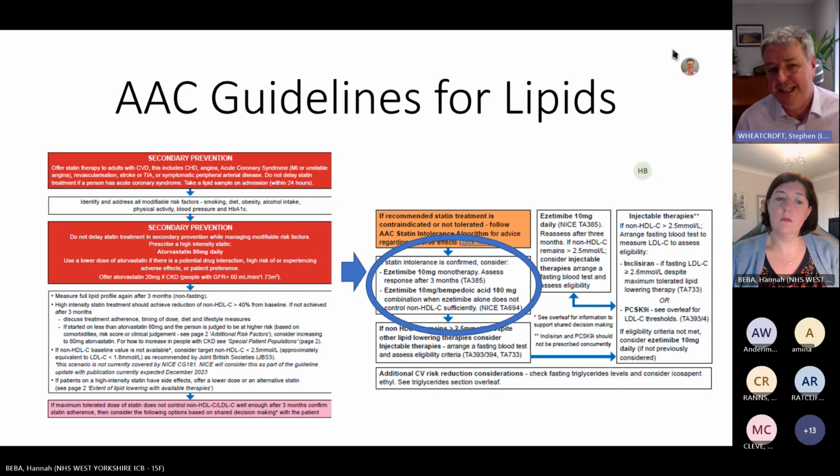So we have PCSK9 inhibitors available for this setting, with the monoclonal antibodies, which patients may be eligible for if their LDL cholesterol is above 4 millimoles per litre, or above 3.5 millimoles per litre if they've had more than one cardiovascular event. And there's inclisiran injectable therapy, which can be prescribed if the patient's LDL cholesterol is 2.6 millimoles per litre or higher. So James would be eligible for both of those injectable therapies as well. Next slide, Hannah.